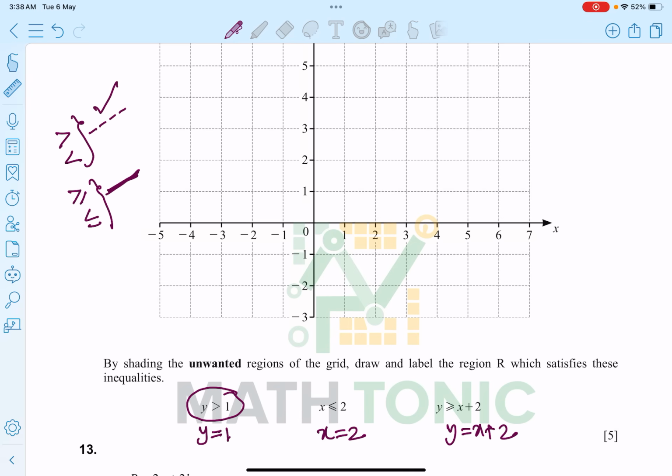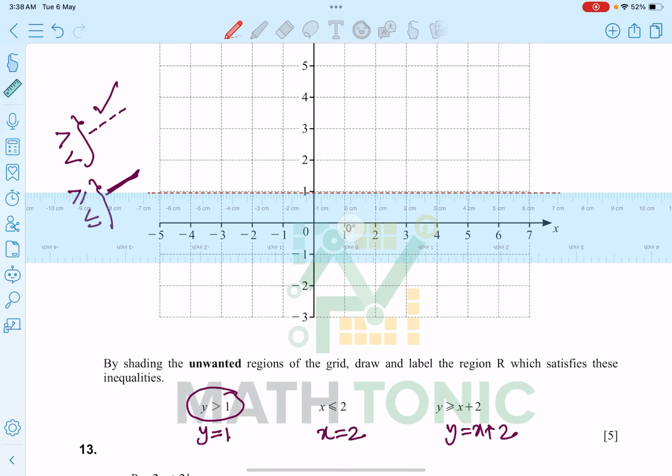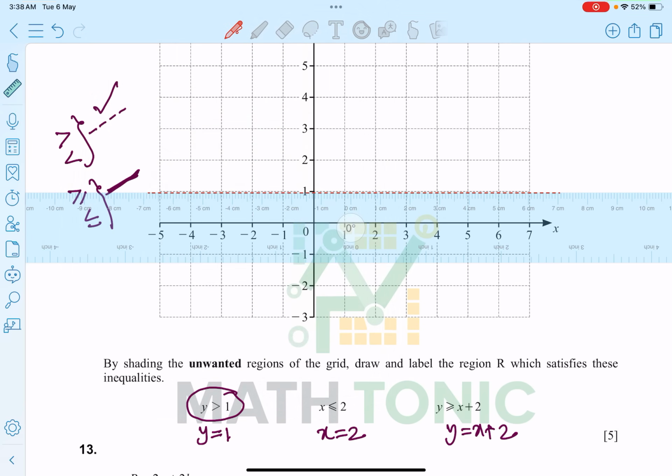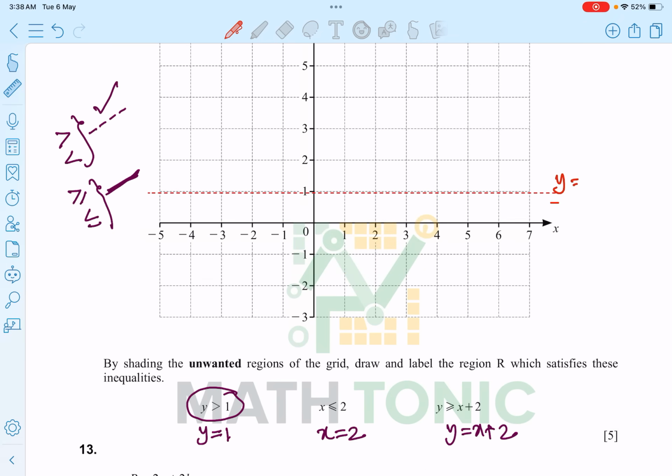So y equals 1 means which one? Let me draw this, please. So y equals 1 means it will be this line, but that should be a dotted line. Did you understand, everyone, clearly? This should be a dotted line. Be careful. Correct? This part is done. So let me first write down this one here. This one I got, y equals 1.